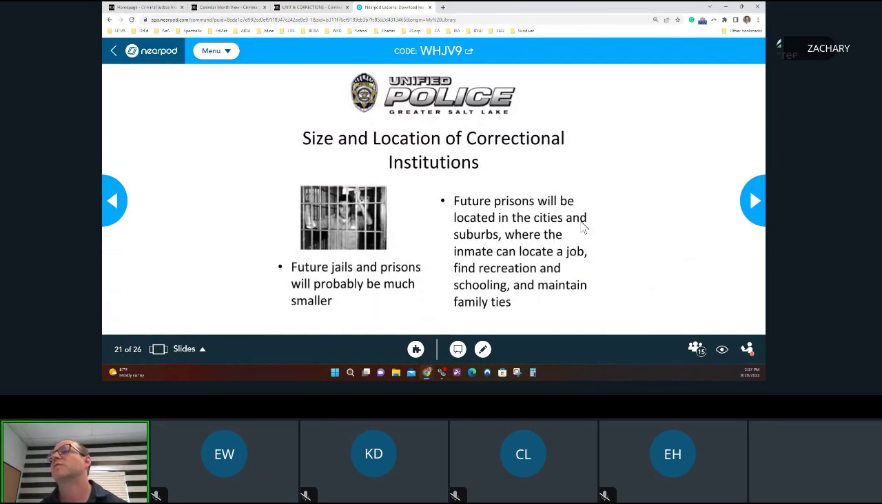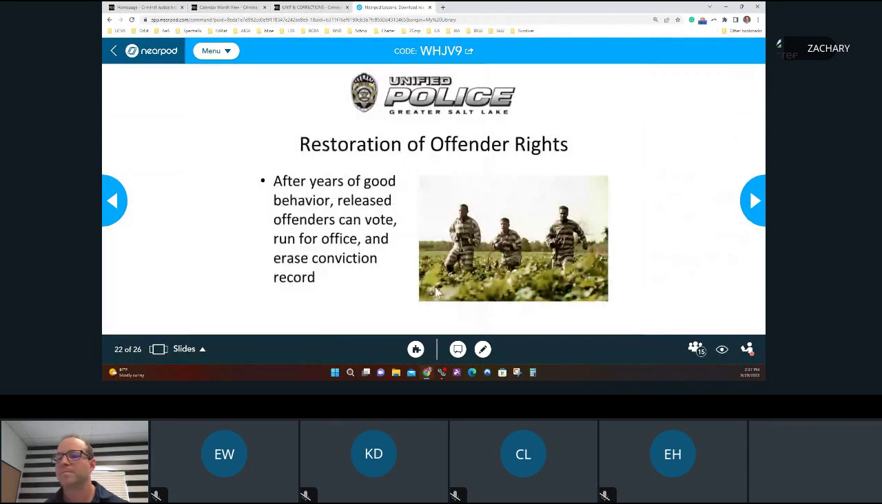The size and locations of correctional institutions: the future jails or prisons will probably be much smaller. What they're thinking is the future prisons will be located in the cities and suburbs where the inmate can locate a job easily. They can find recreation, schooling, and maintain family ties throughout the time. Because they found out that sending a person farther away from good connections, like good family connections, actually hinders their process of recovery.